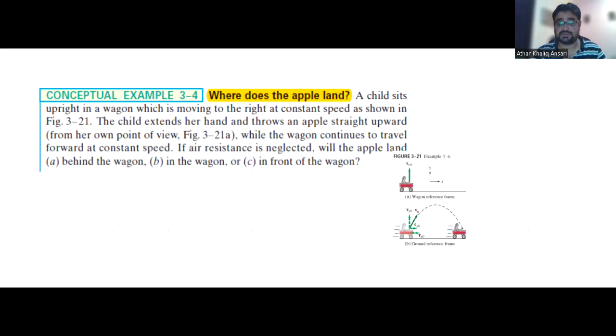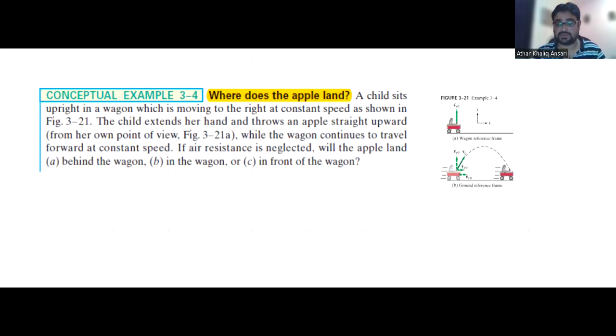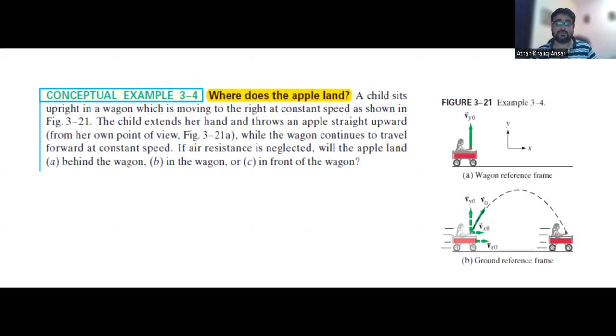Okay, this is the diagram. If it is visible to you guys, I can just explain it to you. This child is moving to the right with a constant speed as shown in this. The child extends her hand and throws the apple straight up, from her own point of view, while the wagon continues to travel forward. Air resistance is neglected. Throughout the projectile motion, we are neglecting air resistance in these cases.